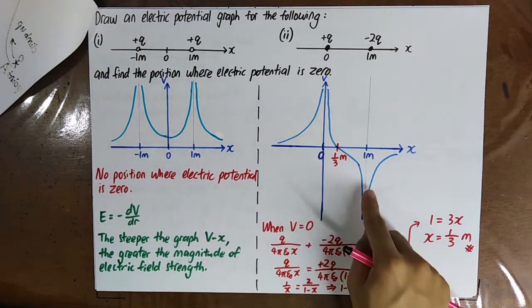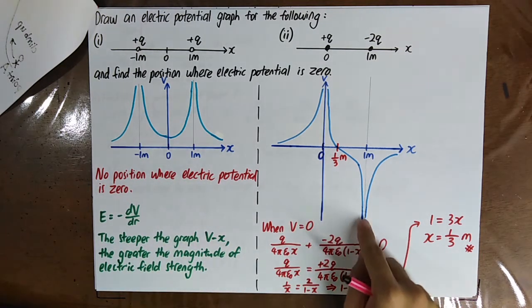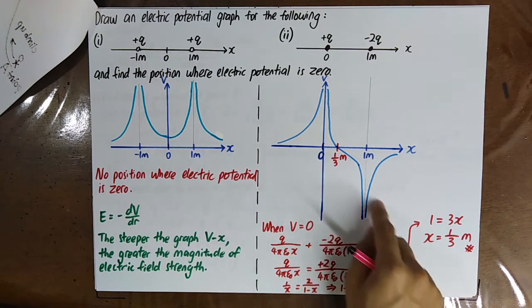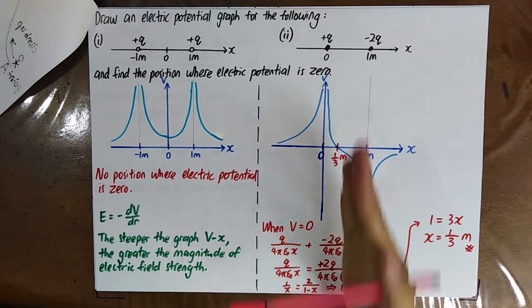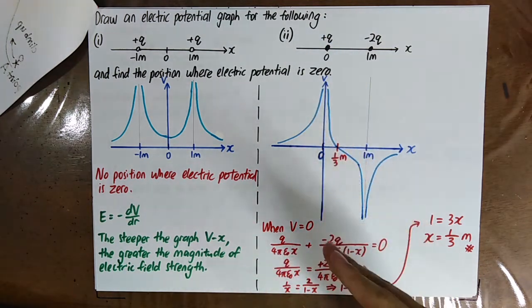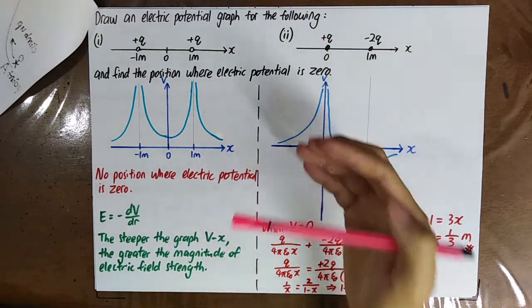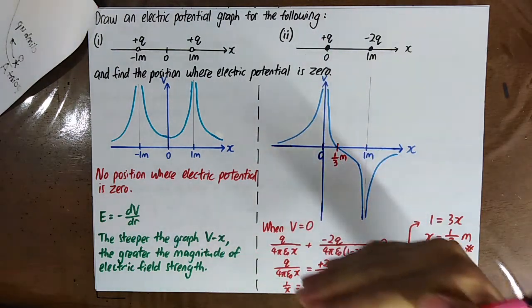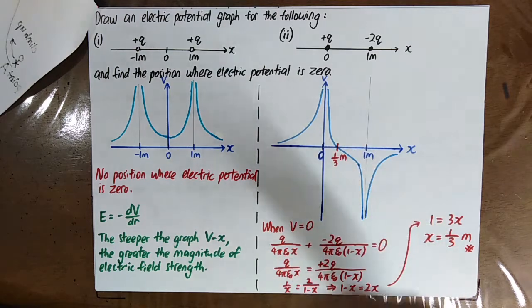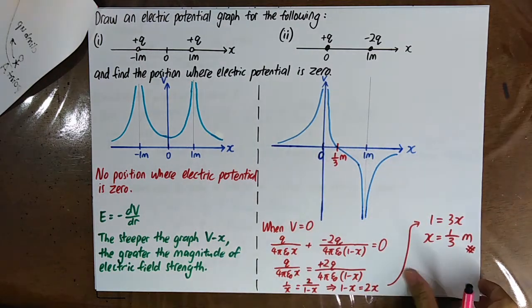Okay, this is very steep, right? So you know that the electric field strength here is very strong. Okay, the steeper the graph, the greater the magnitude of electric field strength. But when the gradient is zero, that means that there is no electric field strength.